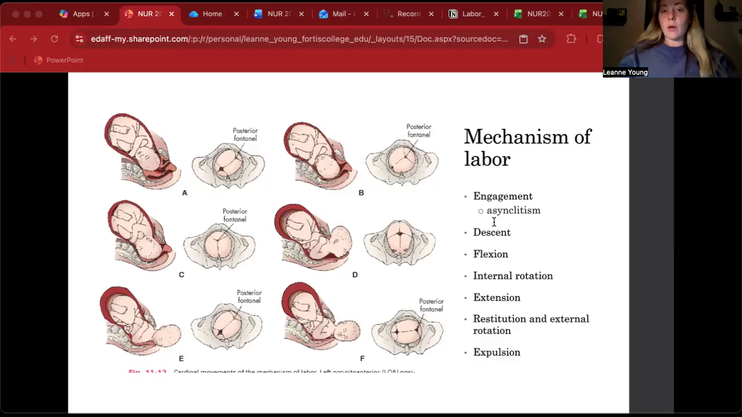Okay. A good thing to do is honestly look up a video of birth, because you'll be able to see the baby come down occiput, face, chin, and you'll be able to see a little bit of that rotation and understand this mechanism of labor. Okay.